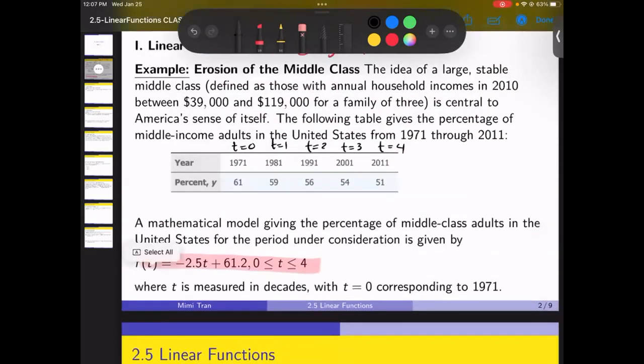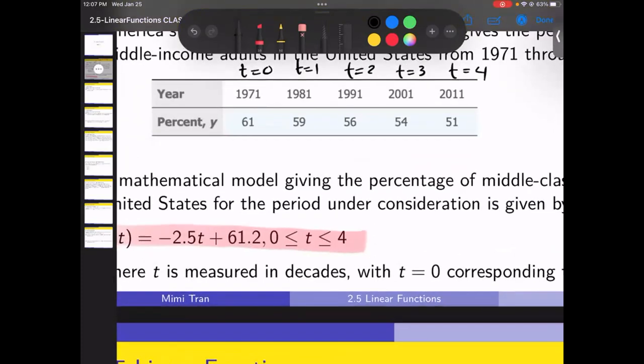Oh, you're not going to copy the whole thing, are you? Okay, it's a long problem. Just copy the function, how's that? Okay. Function.